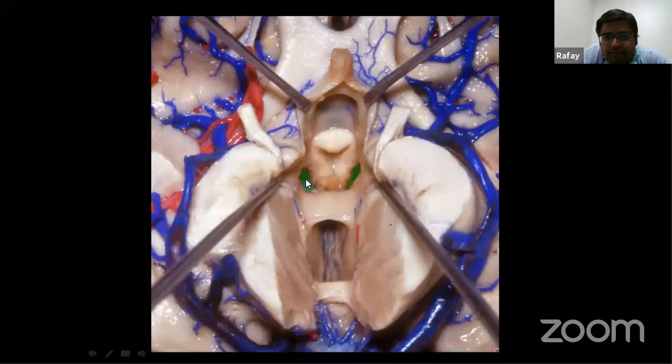These green colored structures are the foramen of Monro. And posterior to it, we have the massa intermedia, that is the interthalamic adhesion. And posteriorly, we have the posterior commissure. And in between these two, we can appreciate the velum interpositum containing the tela choroidea and the vessels.